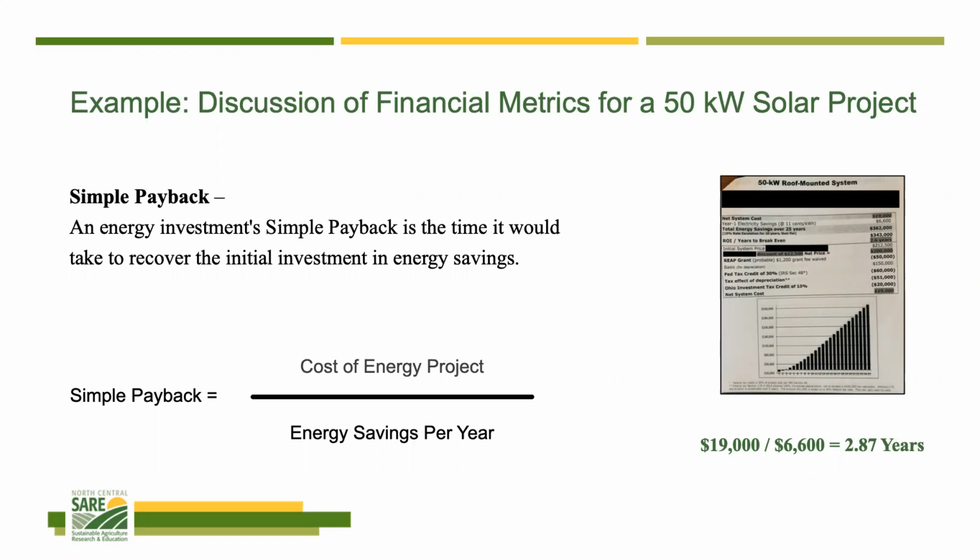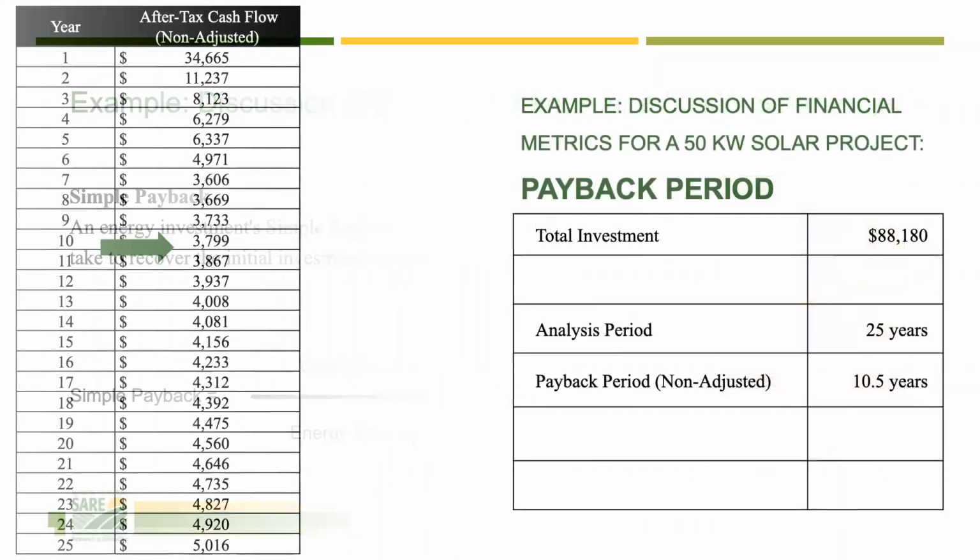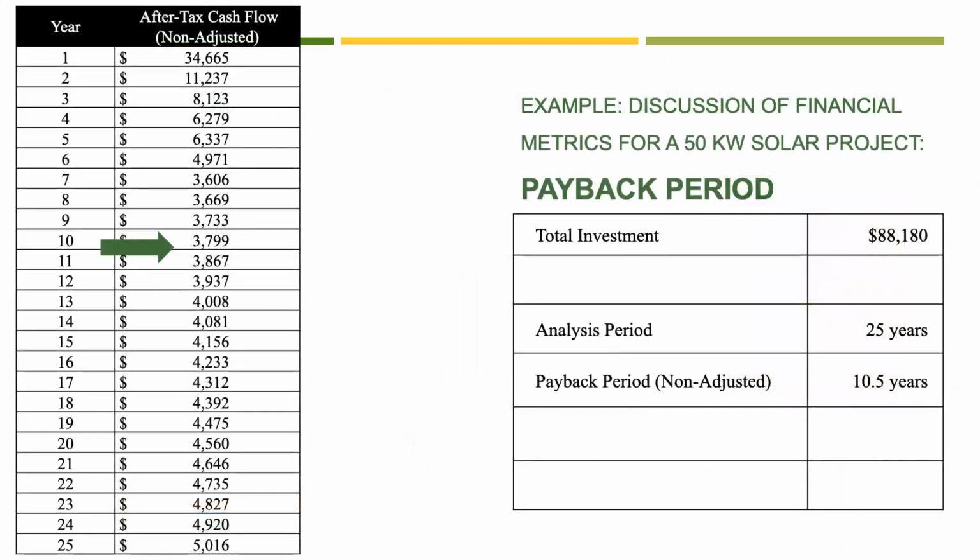Again, that's why I think it's important to look at different metrics, because obviously the strength of this is its simplicity. The weakness is that it's difficult when you're looking at a long-term project with differing annual cash flows. So what SAM does is use what's referred to as the payback period.